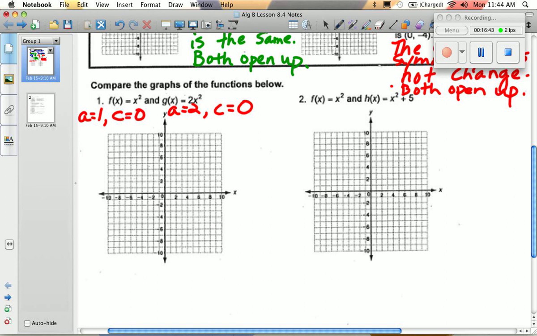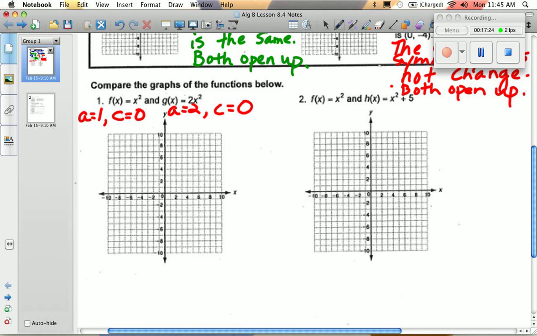So just looking at the a's and the c's and comparing them right now without even having a graph, tell me, what do you think will change? Are they both going to open the same way, or is one going to open up and the other one open down? They're going to open the same way. One's going to be wider or more narrow? We always want to compare to the parent function. So is g of x equals 2x squared going to get skinnier or wider? Skinnier, because the absolute value of 2 is 2, and remember, whenever it's more than 1, it gets skinnier. So that's what our a value tells us.